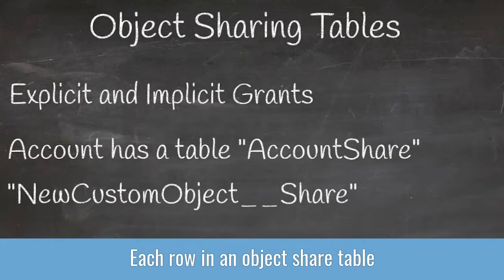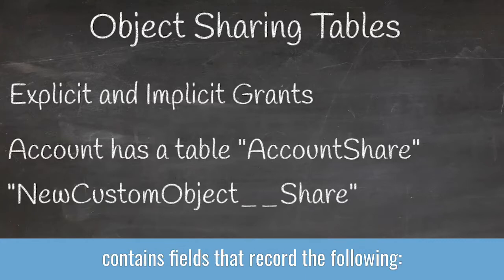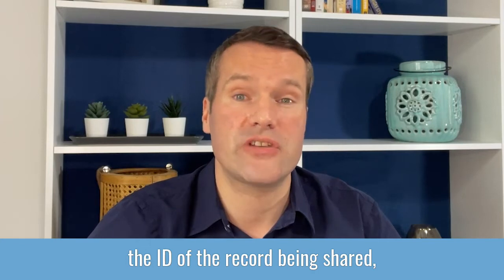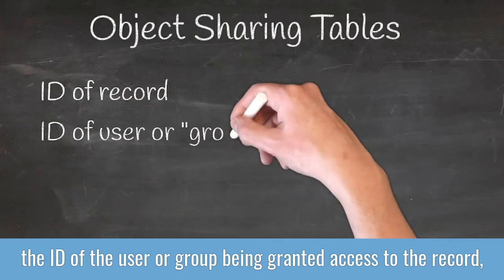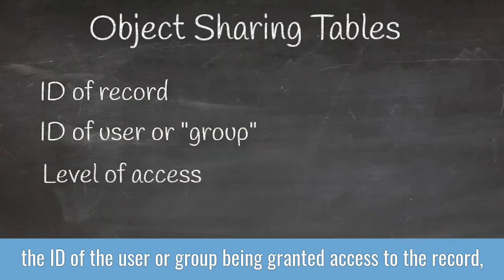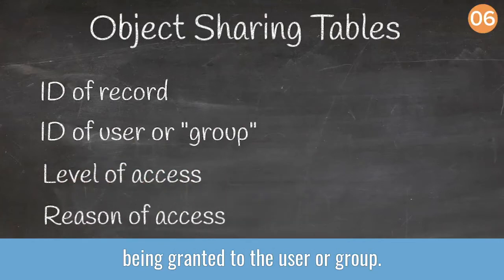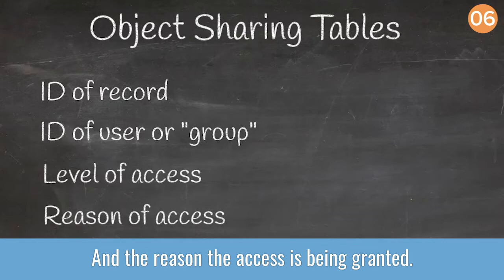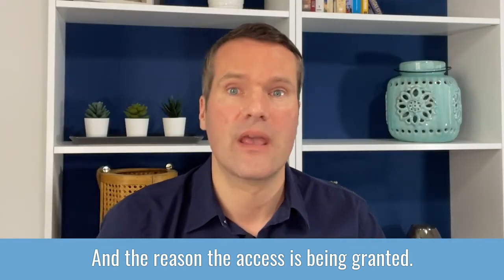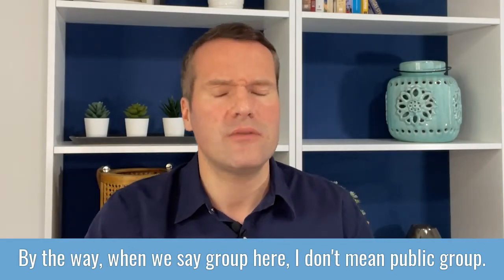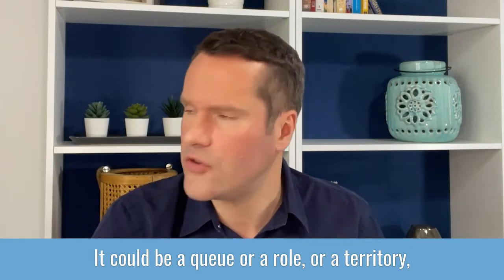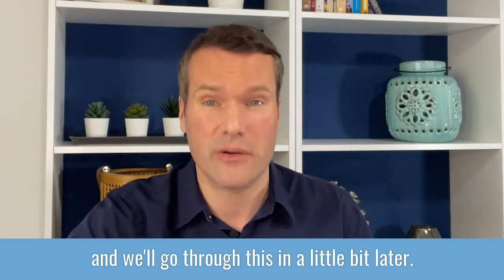Each row in an object share table contains fields that record the following: the ID of the record being shared, the ID of the user or group being granted access to the record, the level of access, so it could be read-only or read-write, being granted to the user or group, and the reason the access is being granted. By the way, when we say group here, I don't mean public group. It could be a queue or a role or a territory, and we'll go through this a little bit later.